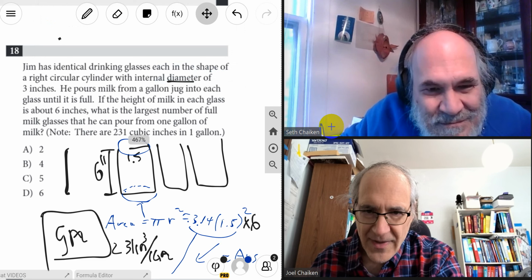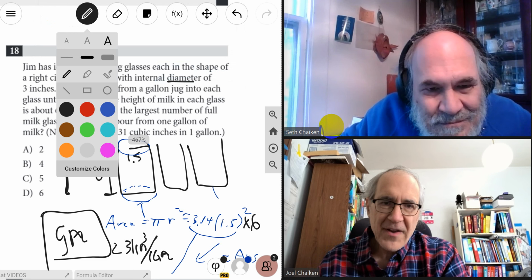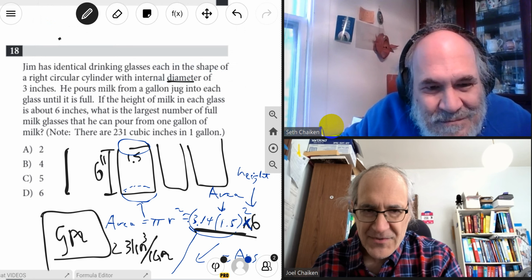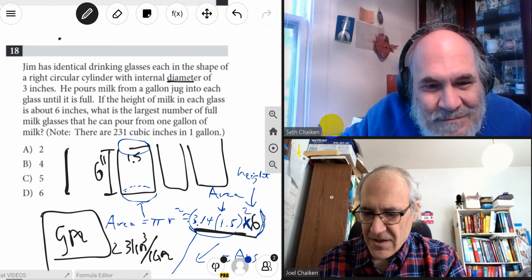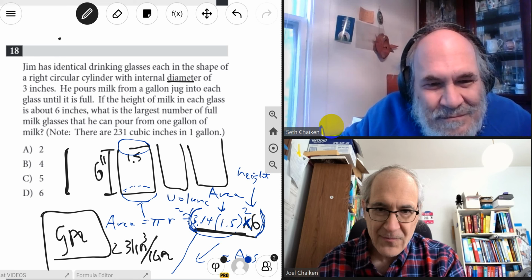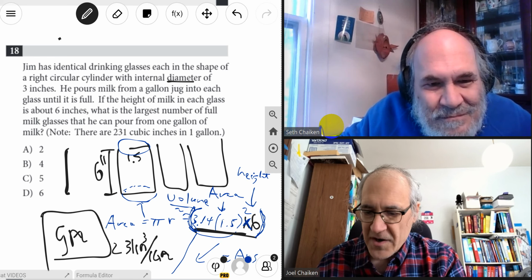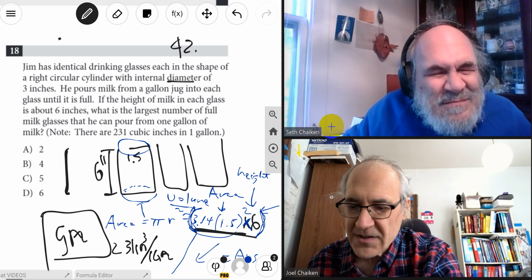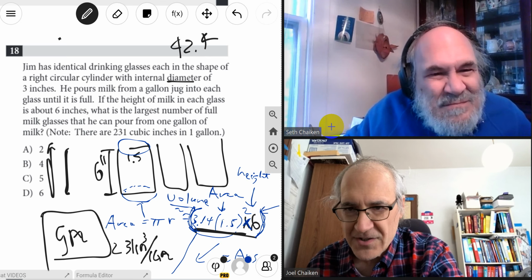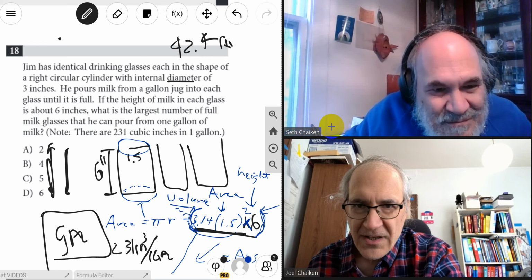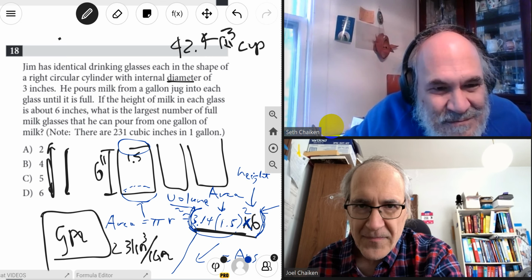So the question is, how many of these make up 231? So why don't we do that? 3.14 times 1.5 squared. 1.5 squared is 2.25, times 6. Oh, 42.4. Notice these are pretty far apart, so we can be approximate. 42.4 cubic inches per cup.